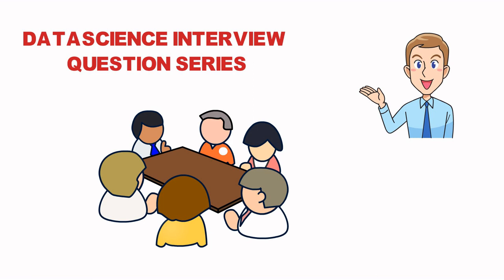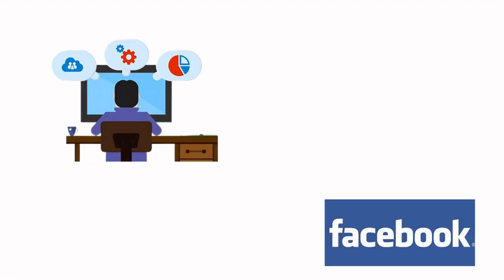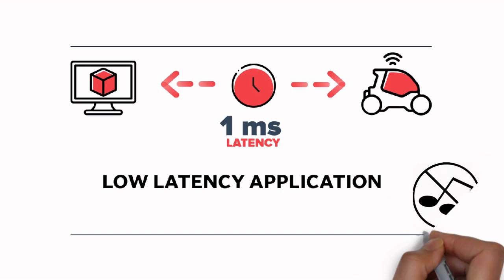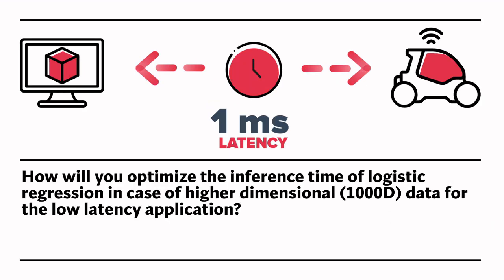In this video, we will try to solve a real world problem with logistic regression. Suppose you're a machine learning engineer at Facebook and you're working on a low latency application. Now let's turn off the music and try to understand the problem statement. You need to optimize the inference time of the logistic regression in case of higher dimensional data for your low latency application. Let's make the problem statement more concrete.